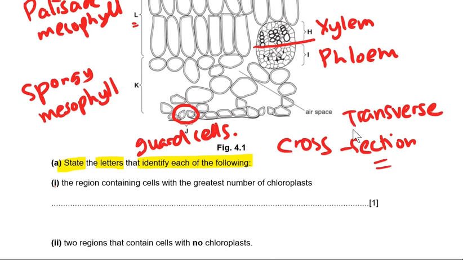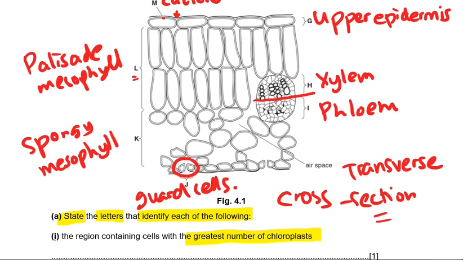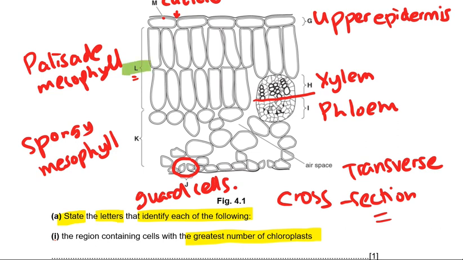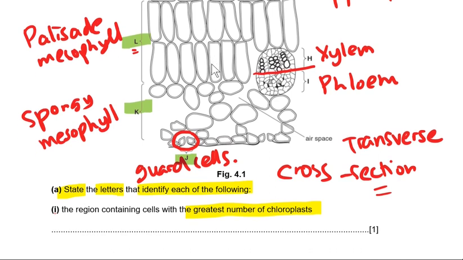So part 1, the region containing cells with the greatest number of chloroplasts. So if we can identify which ones contain chloroplasts, it would definitely be L and K and also J. These are the only tissues or cells that contain chloroplast. However, the question asks you about the greatest number. Greatest means that they contain the most number of chloroplasts, and that is the characteristic of the palisade mesophyll layer. And you can see that the answer here is only 1 point, therefore there's only one answer here, which is L.